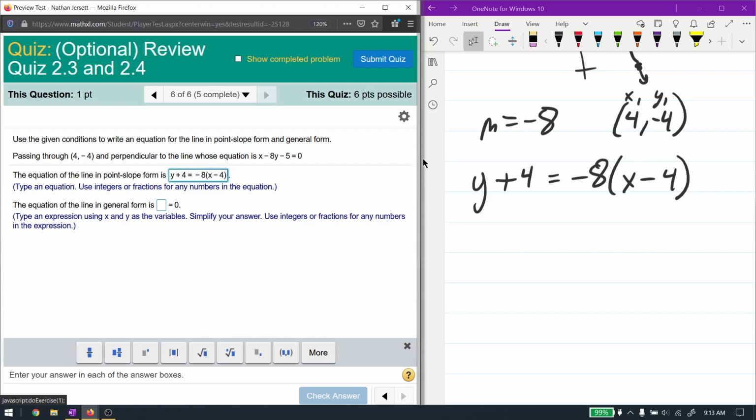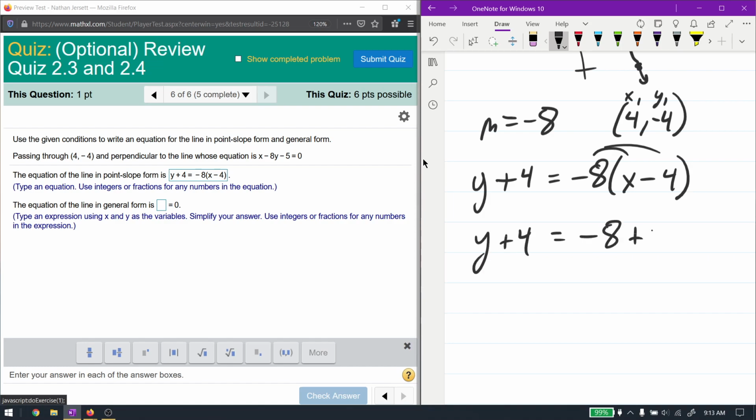Okay, and now we can solve for y to get the, oh, no, it wants the general form. So general form is just get everything over to one side and then have x, y, and the number. So we're still going to have to distribute. I actually was fine with the work I did. Plus 32.